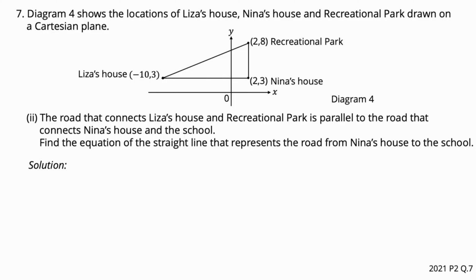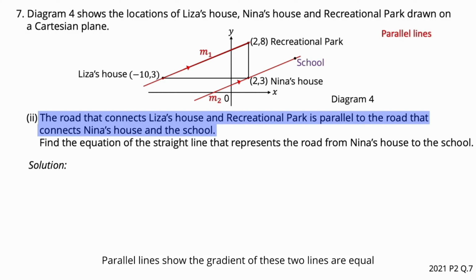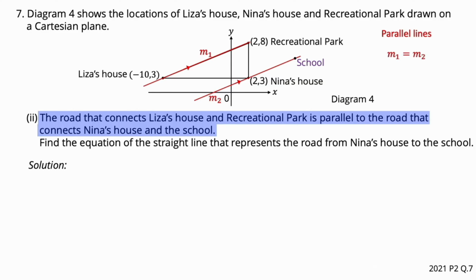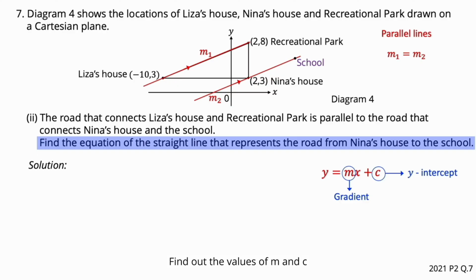2. The road that connects Liza's house and recreational park is parallel to the road that connects Nina's house and the school. Parallel lines show the gradients of these two lines are equal. m1 equals m2. Find the equation of the straight line that represents the road from Nina's house to the school. The general equation of a straight line is y equals mx plus c, where m is the gradient and c is the y-intercept. Find out the values of m and c.